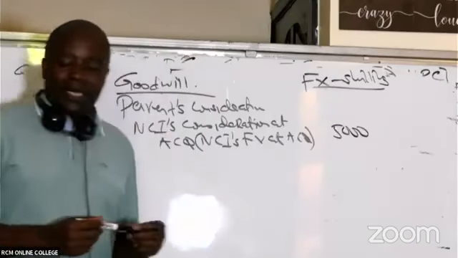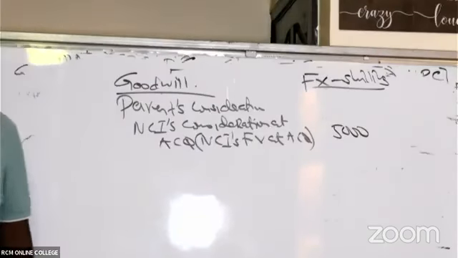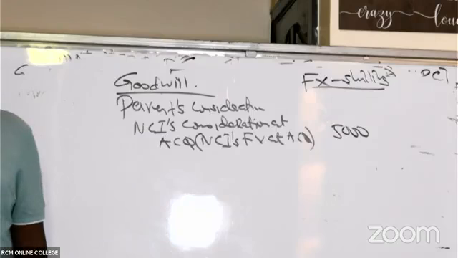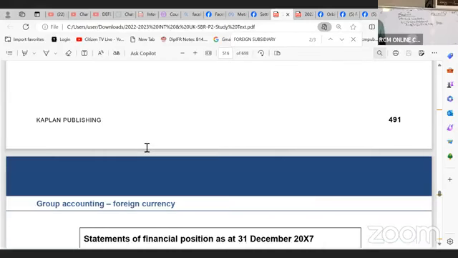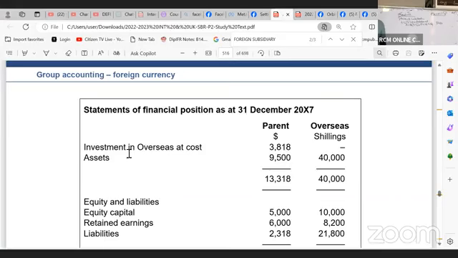We look at the parent. The parent, of course, has not been given to us directly. So I shall get it from the balance sheet. I'll pick the payment that they made, the investment that they made. It's here. You can see investment in overseas at cost, which is 38.18.